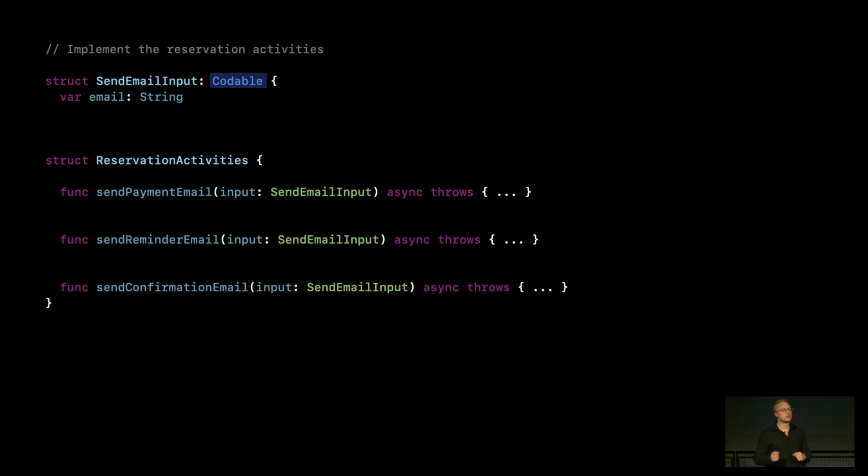Now, to make them Temporal activities, we just have to conform the input to Codable so that the Temporal SDK can serialize it. And then we have to add the activity macro to our individual methods and the activity container macro to the surrounding struct. Both of these macros together allow us to register the methods with the worker later on and to call the activity when we are implementing our workflow.